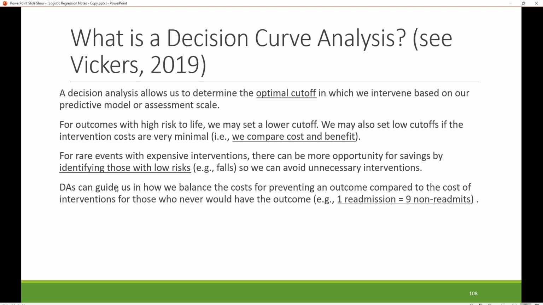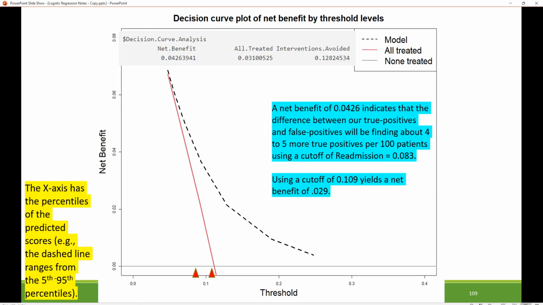Decision analyses can guide us in how we balance the cost for preventing an outcome compared to the cost of interventions for those who never would have had the outcome. For example, 1 readmission equals 9 non-readmissions. Okay, so here's what a decision curve plot looks like. And so we're looking at what we call net benefit. A net benefit would be the difference between true positives and false positives.